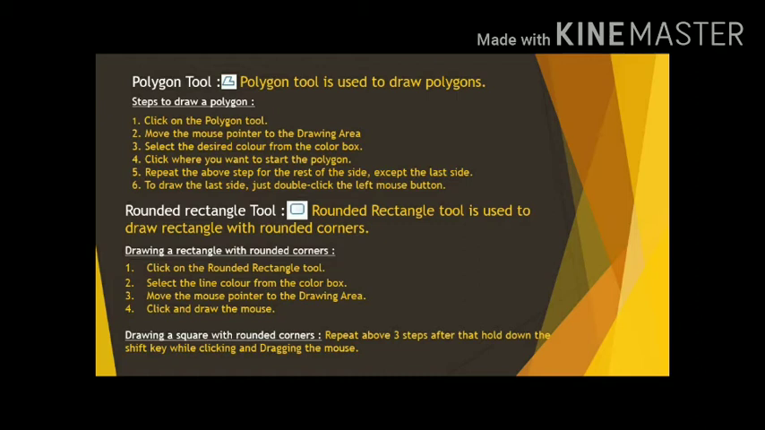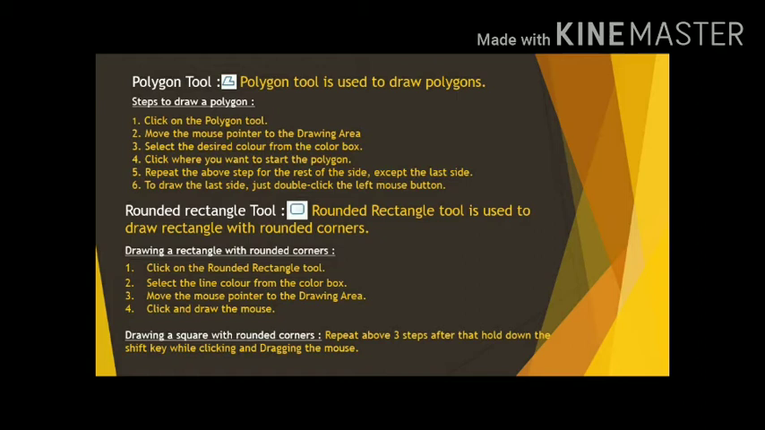Rounded rectangle tool. The rounded rectangle tool is used to draw rectangles with rounded corners. Drawing a rectangle with rounded corners. Steps are: first, click on the rounded rectangle tool.